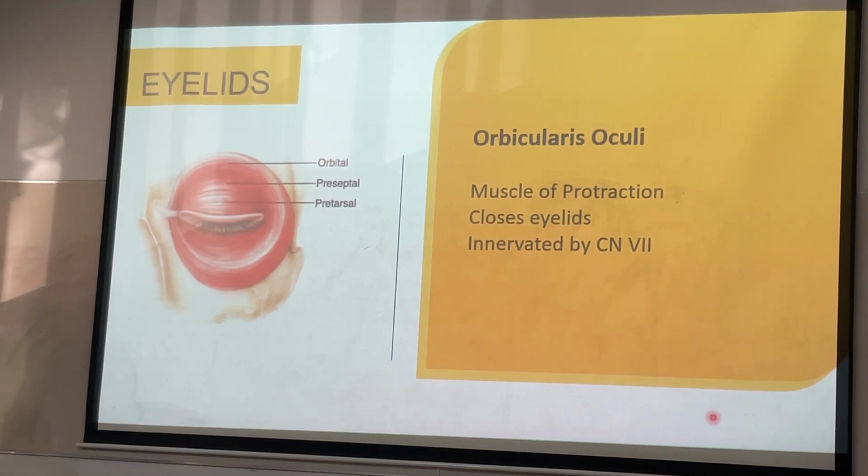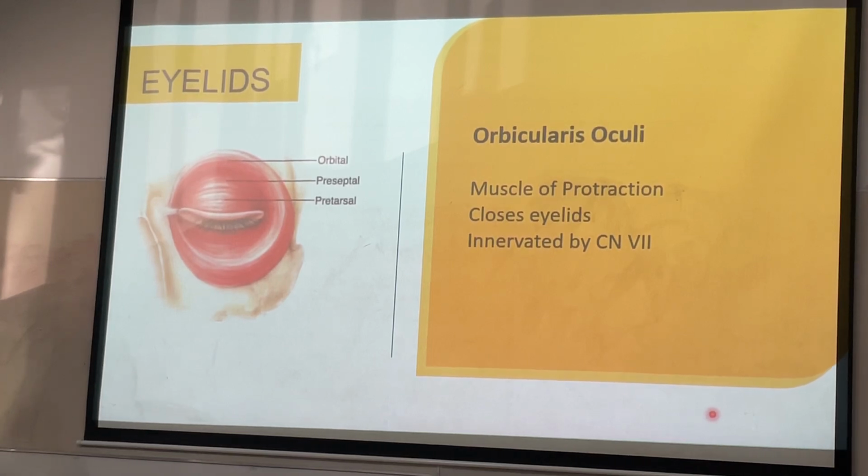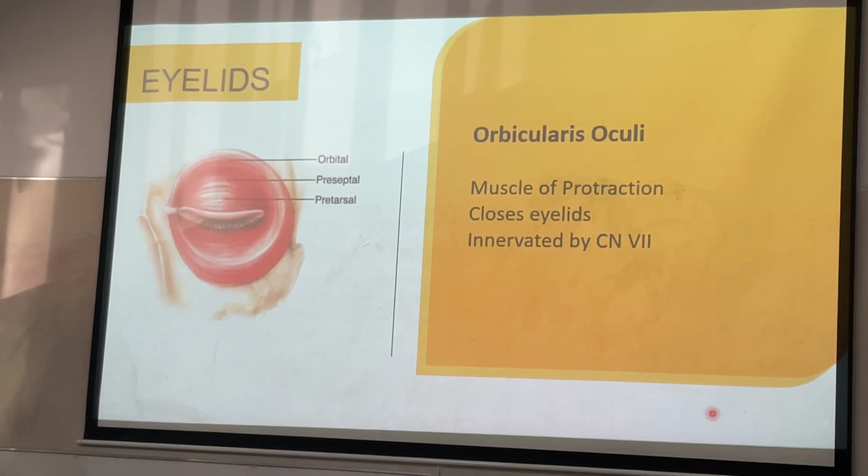Okay, so this muscle is innervated by cranial nerve 7. So if you think about it, cranial nerve 7 is like a hook. So if you hook the eye, it closes the eye. So orbicularis closes the eye, innervated by cranial nerve 7.